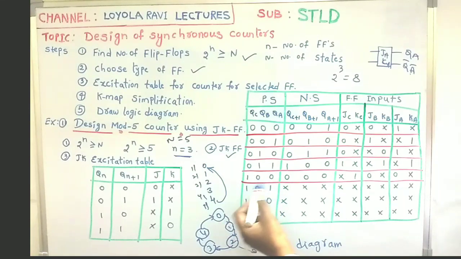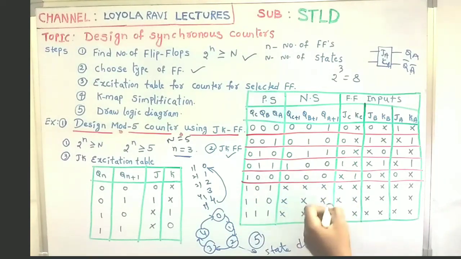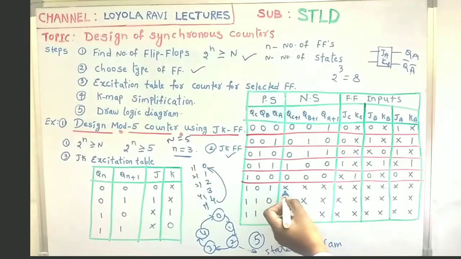Here we have 5, 6, 7. These 3 states are not in the state diagram. In a mod 5 counter, we don't have 5, 6, 7 states. That's why those states are not involved in the counter. For that, the next states are don't cares. We don't know what the corresponding next state is. That's why for 5, 6, 7, I am using don't cares. For 5, the next state is don't care. For 6, don't care. For 7, I don't know the next state. That is a don't care.